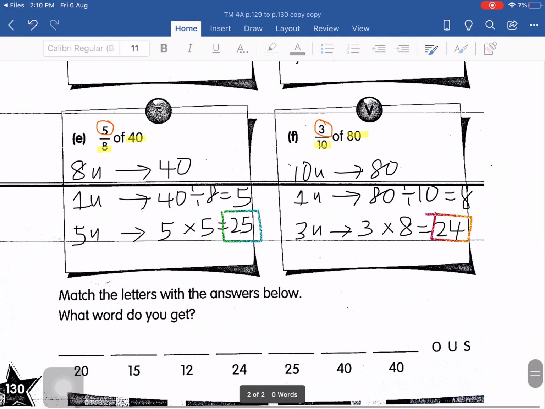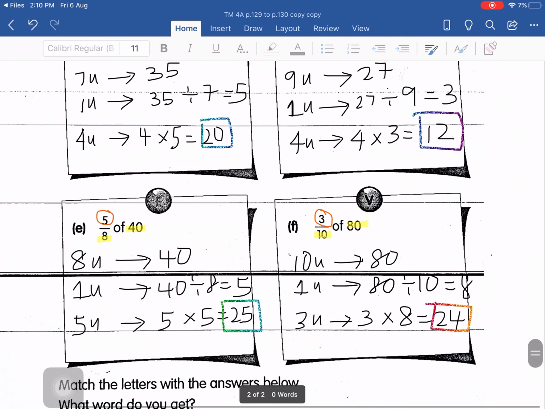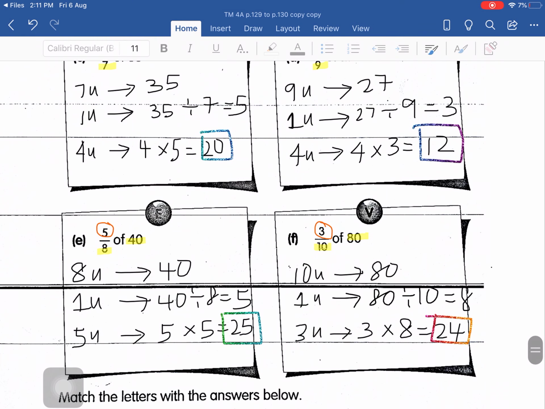Now check that you have put a tick or a cross for marking. Check that if you have put a cross, then you should do corrections in green pen.